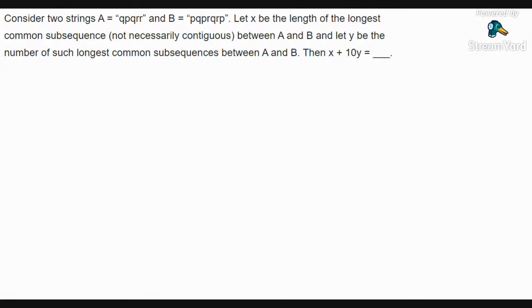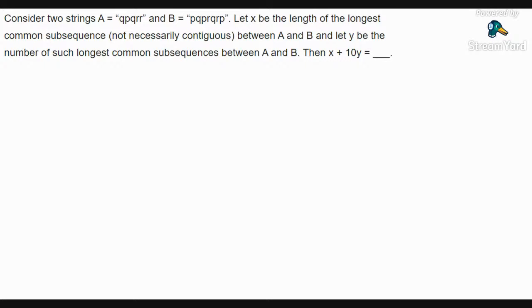Okay, now this is the next question. Consider two strings A and B. A is QPQRR and B is PQPRQRP. Let X be the length of the longest common subsequence. We have seen this. What is the longest common subsequence? Between A and B, and Y is the number of such longest common subsequences. See, the length of the longest common subsequence is 4, and it might be possible that we have more than one longest common subsequence with the same length.